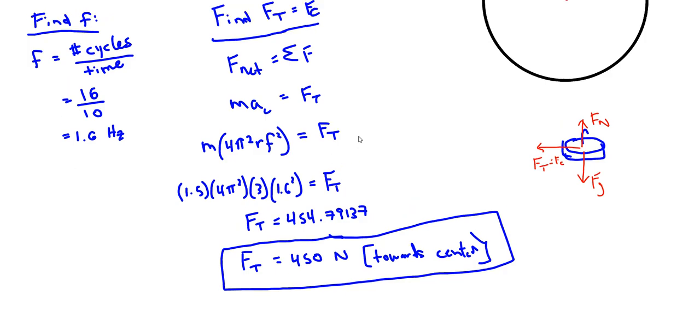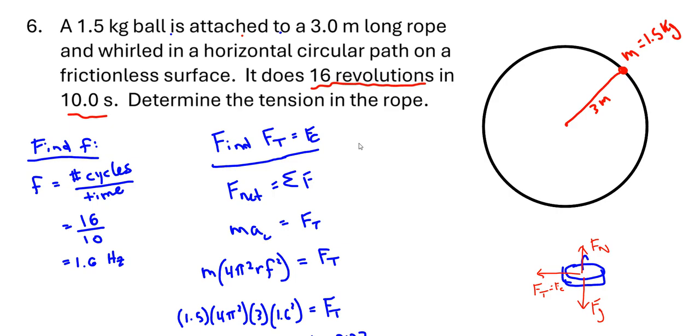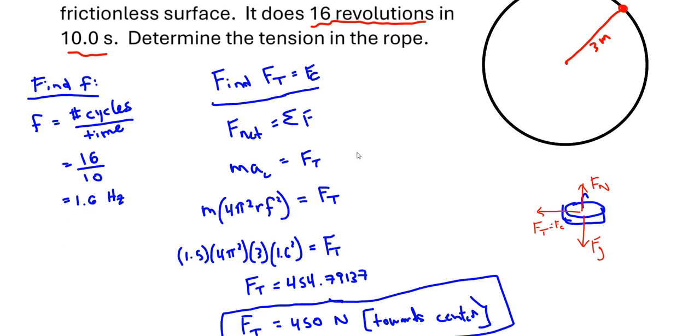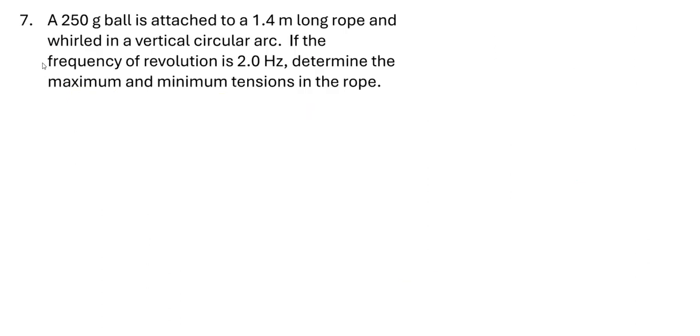Okay. So that's another horizontal circle. Those ones tend to be a lot easier. We usually only have the one force that's involved with them. Let's have a look now at a vertical arc. Again, we got a ball and we're spinning it and we're dealing with frequency here. So a 250 gram ball is attached to a 1.4 meter long rope and whirled in a vertical circular arc. If the frequency of revolution is 2 hertz, determine the maximum and minimum tensions in the rope.